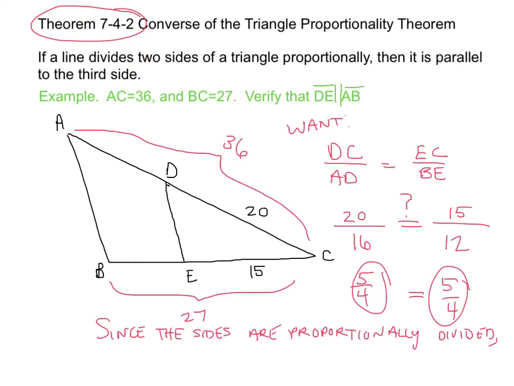Anyway, these are our two theorems. One of them is the triangle proportionality theorem. The second is the converse. They're exact opposites of each other, but they're fairly straightforward.